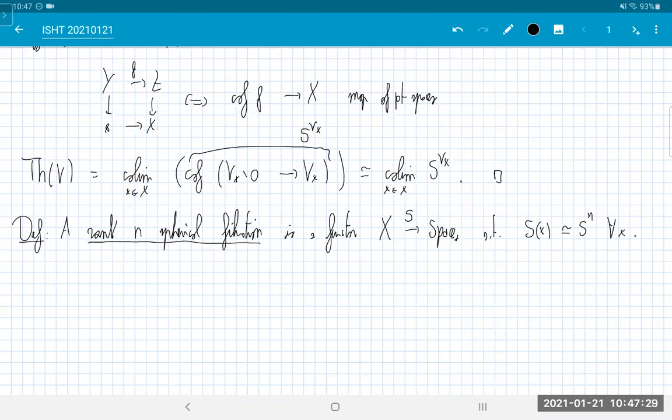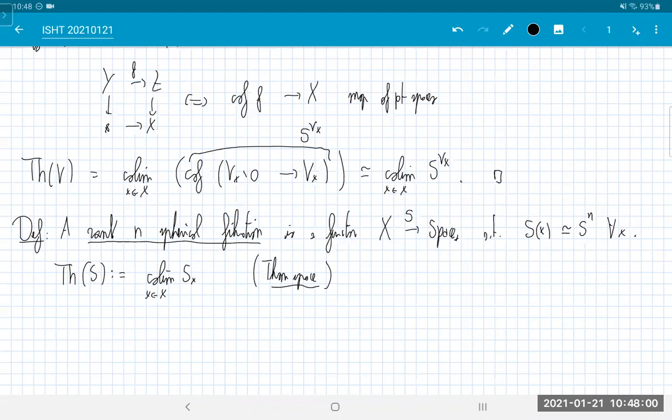And you can do arbitrary rank spherical fibrations. And we can define the Thom space of a rank n spherical fibration as the colimit. And arguing as I did before, you can think of this as a fiber bundle with fiber S^n together with a section that gives you a base point at every point.